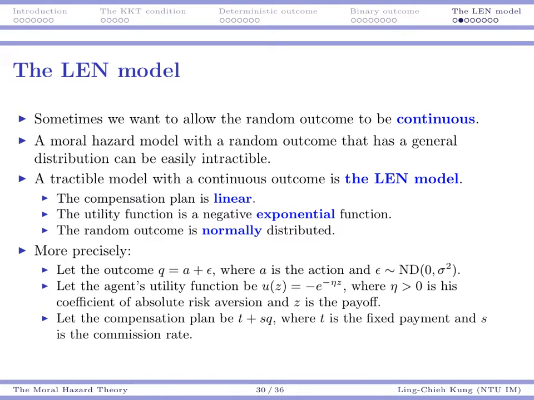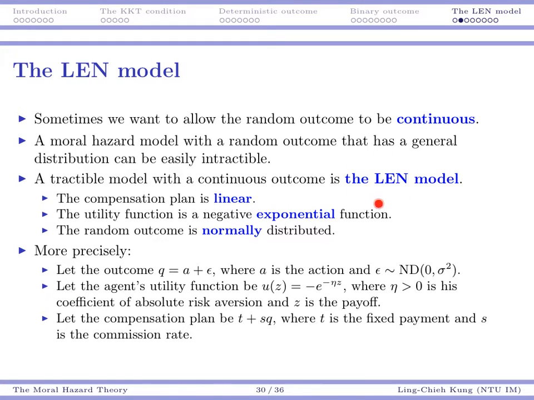But unfortunately, researchers have shown that if we consider a moral hazard problem with a general random outcome, then the problem can be easily intractable. We are unable to find any analytical solution, and then the study cannot proceed. So that means we need to somehow narrow down and consider some special types of distributions. So that's the LEN model, a tractable model with continuous outcome.